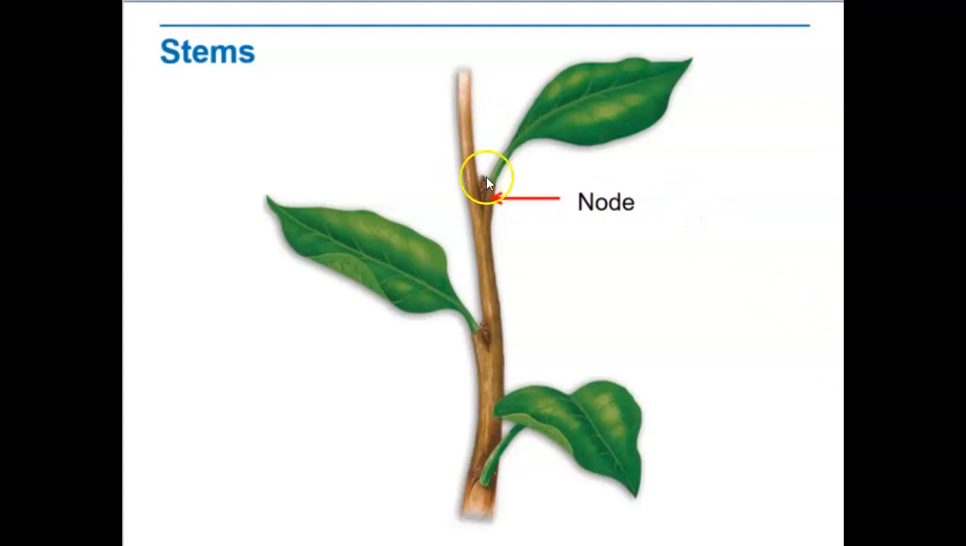So node, which is right here, okay, stems produce nodes, and from those nodes, they're going to produce a leaf. So if you look here, here's a little bud, okay. And a bud will eventually grow to produce new stems and leaves. So there it is, bud.